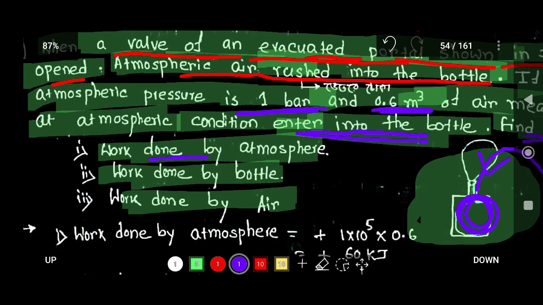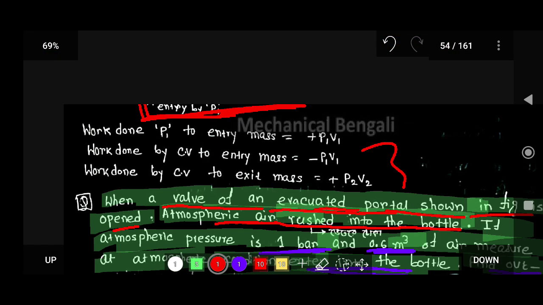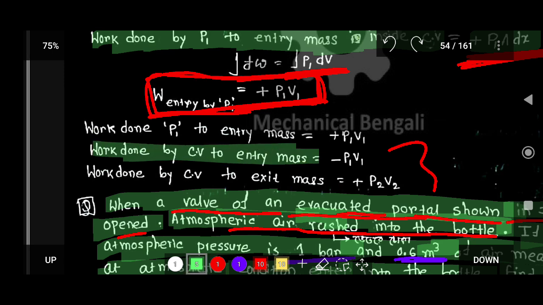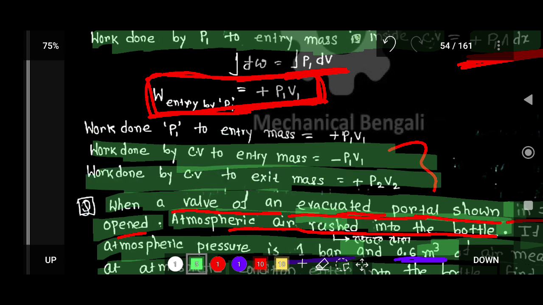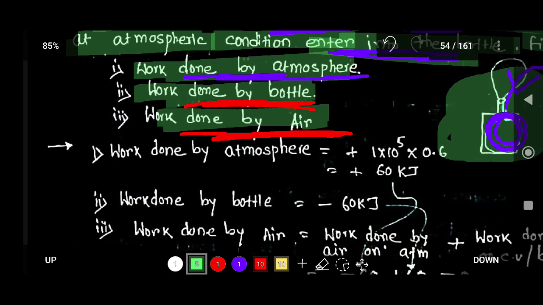You have to find out the work done by atmosphere, work done by bottle and work done by air. So just remember this formula and apply it. Work done by the control volume due to entry mass is equal to minus P1 V1, and work done by the control volume due to exit mass is equal to plus P2 V2. So this formula is applied in this question.